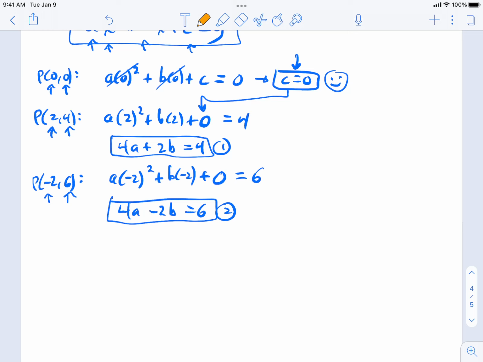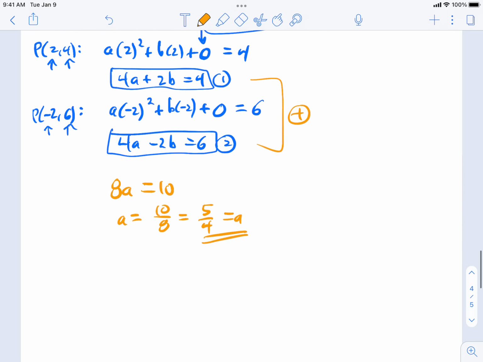Gee, I think we can just add these equations right now because I got a plus 2b and a minus 2b. That's gold. So adding those 2 equations together, 8a, the b's go poof, equals 10. And so a is equal to 10 over 8. Please reduce your fractions. A is equal to 5/4. Bada boom, bada bing.